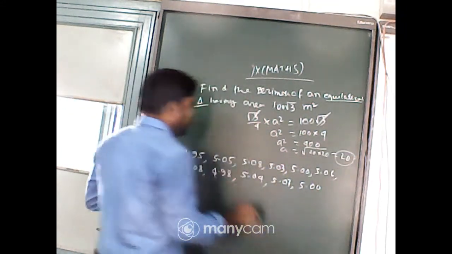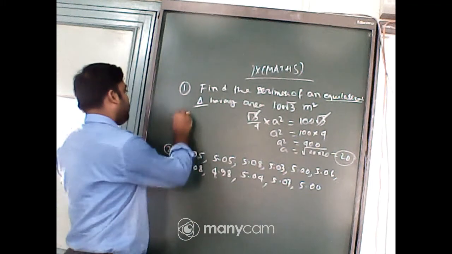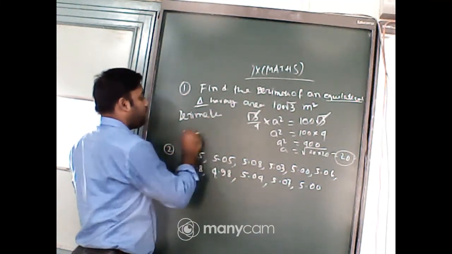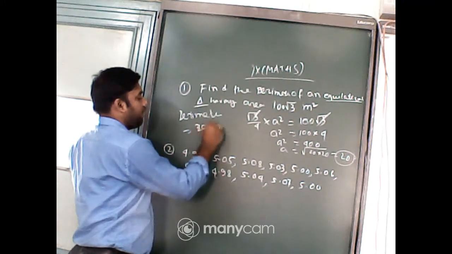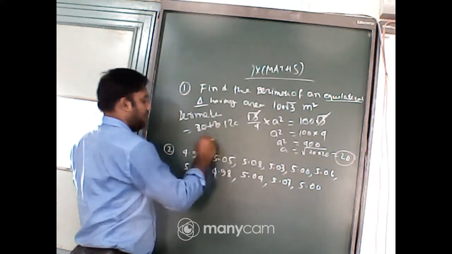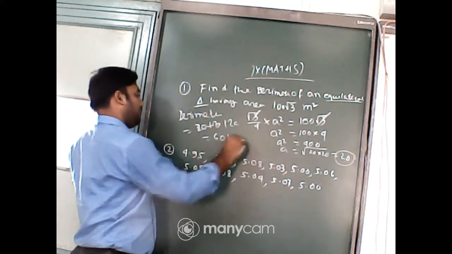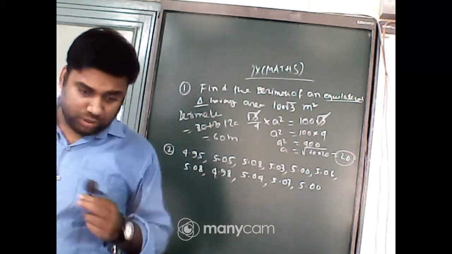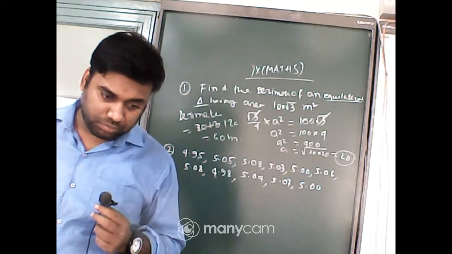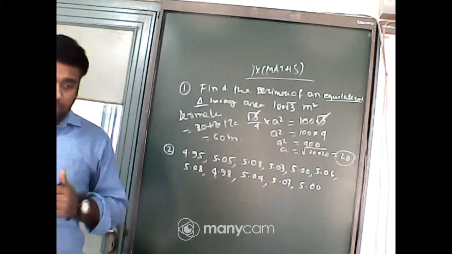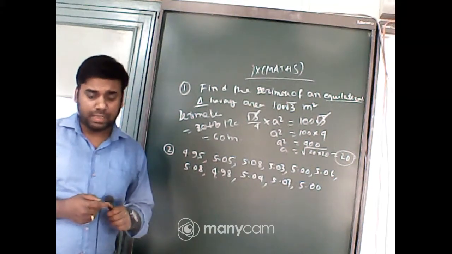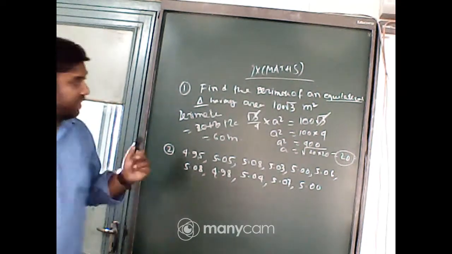20 meter. Then perimeter will be, we know that perimeter means sum of all sides. 20 plus 20 plus 20, that is 60 meter. Now is it clear, everyone? Riddhita? Yes, sir, clear. Okay.